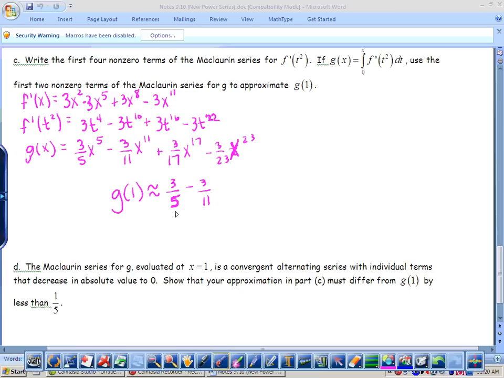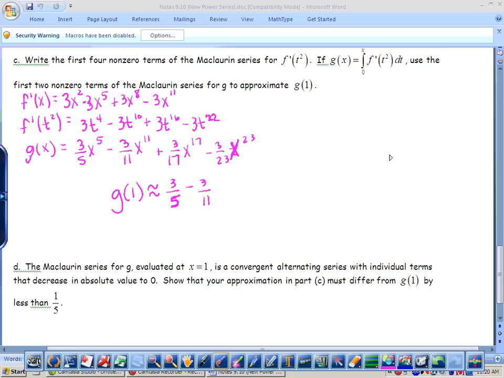All right, Part D. Lots more words. The Maclaurin series for g, evaluated at x equal 1, so that means if I continued this infinite series at g and plugged in a 1, is a convergent alternating series with individual terms that decrease in absolute value to 0. If they talk about an alternating series, they're usually going to tack on that with individual terms that decrease in absolute value to 0.